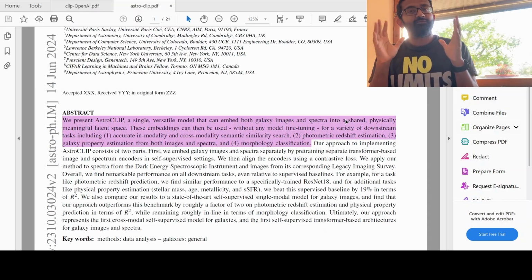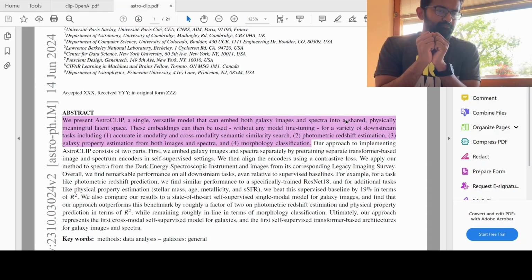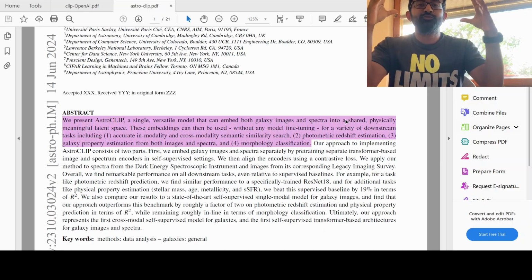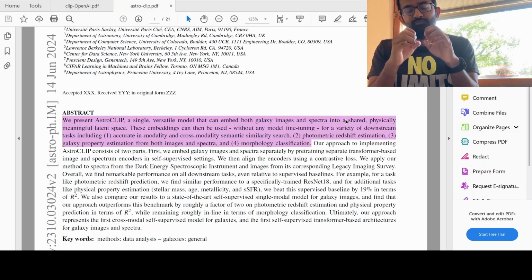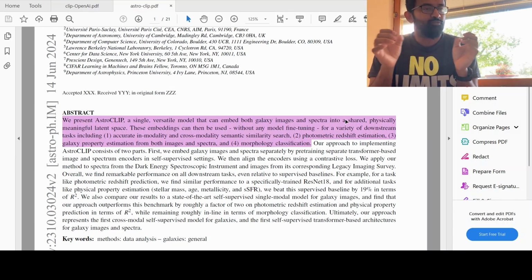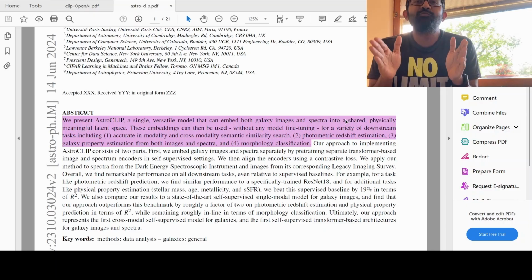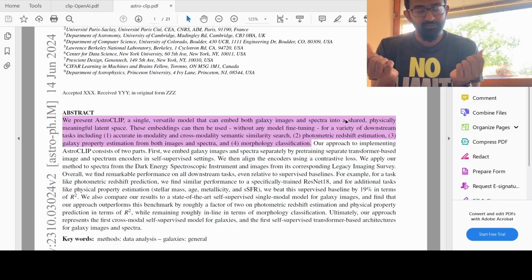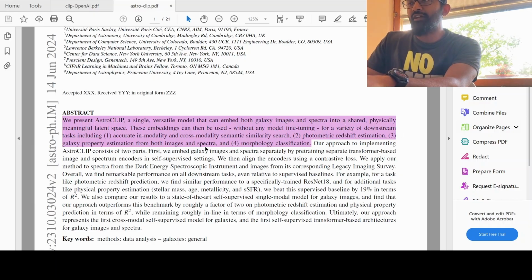Now the idea of the latent space is that we compress this into a much smaller vector, something like 1024, maybe 8,000. So we went from this 200,000 pixel space down to an 8,000 or 2,000 or 4,000 vector space. Of course this is a way more compressed representation, and that's the idea of the latent space, where we have compressed the information but it's extremely rich. So a single versatile model that can embed both galaxy images and spectra into a shared physically meaningful latent space.